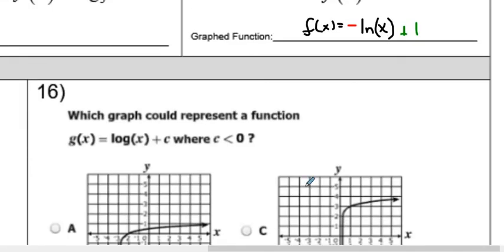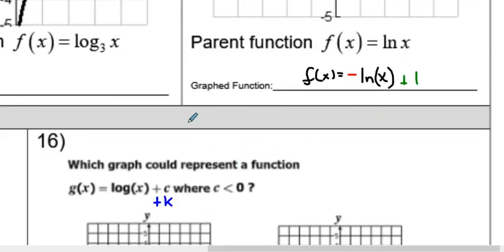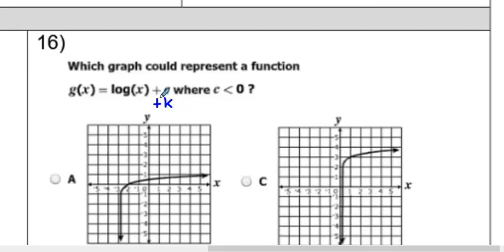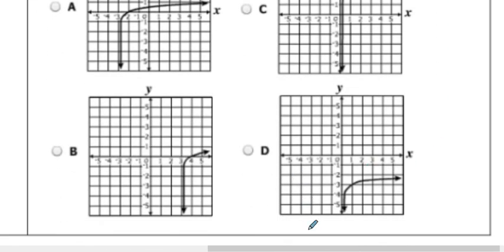Now for these SOL questions, this is one of the weirdest questions ever, but what they're really asking you, that c is what we call h. My apologies, is what we call k, because it's outside the parentheses, just like I was talking about here. So the question is, which one of these has a logarithm in which k is greater than 0, meaning k is positive? You have a positive k value. So k, remember, is going to move the graph up or down. So which of these graphs has been moved up is what that's asking.